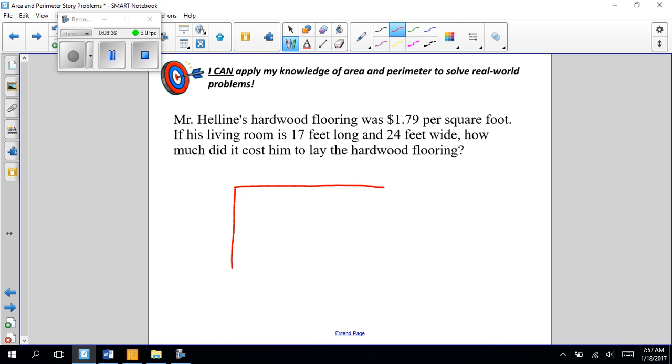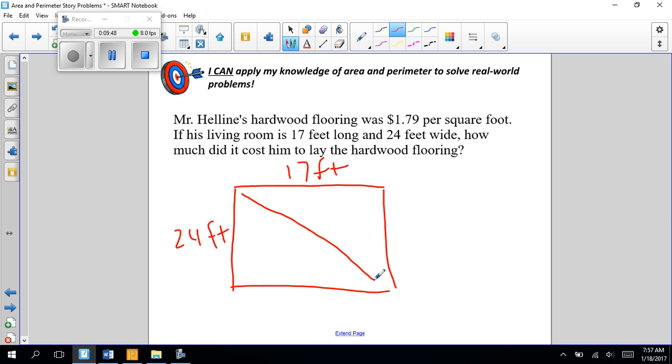All right, so my living room, 17 feet wide, 24 long, 17 feet, 24 feet. Saying I want to find how much did it cost him to lay it. So I need to figure out really how much space is in here. I need to figure out how many square feet. If I'm finding square feet, I know I'm finding the area. All right, so rectangle, length times width, so 24 times 17.